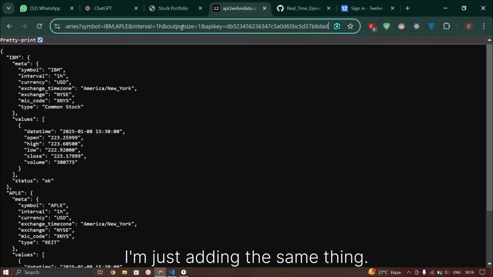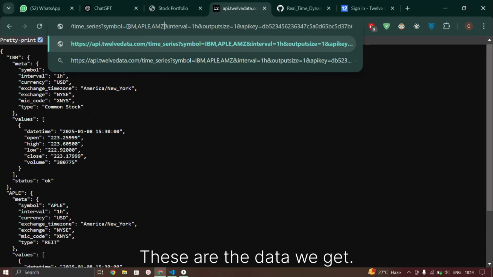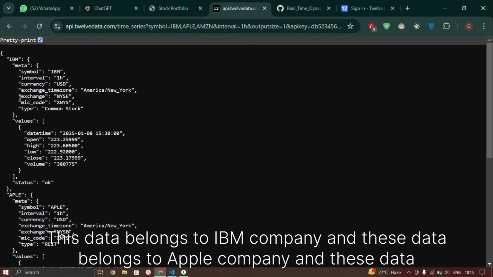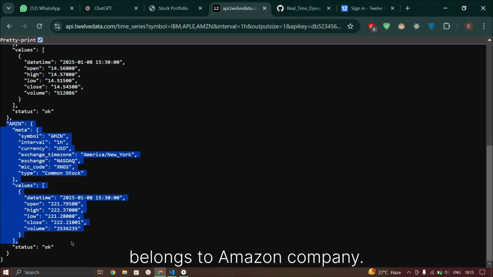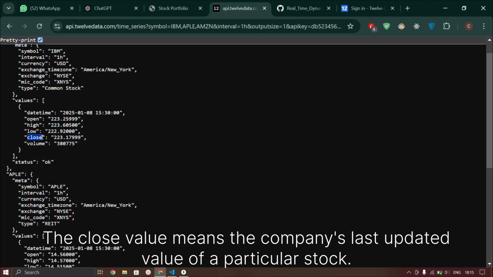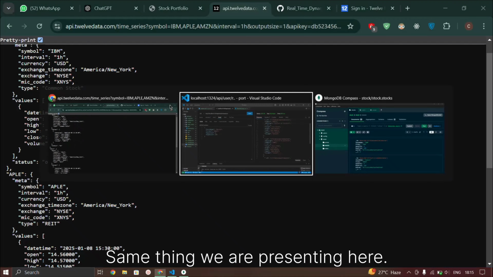I'm adding the same thing: IBM company, Apple company, and Amazon company, AMZN. Enter. Okay, these are the data we get. This data belongs to IBM, this data belongs to Apple, and this data belongs to Amazon. And here the close value is present. The close value means the company's last updated value of a particular stock. The same thing is present here.